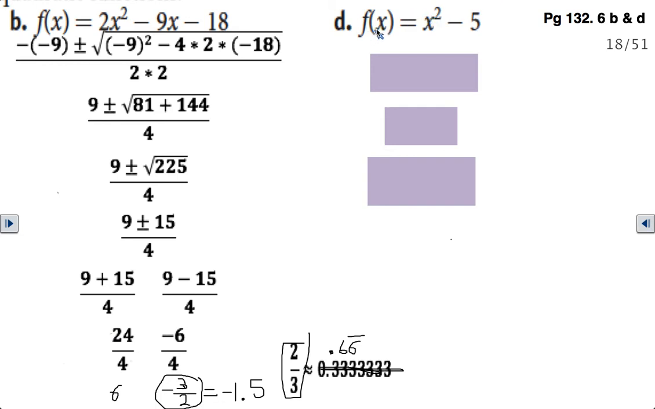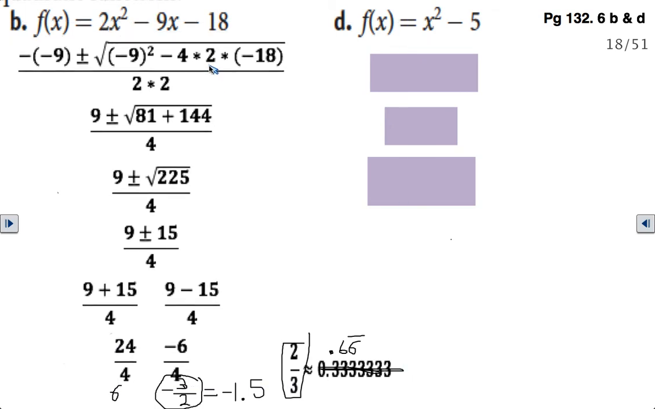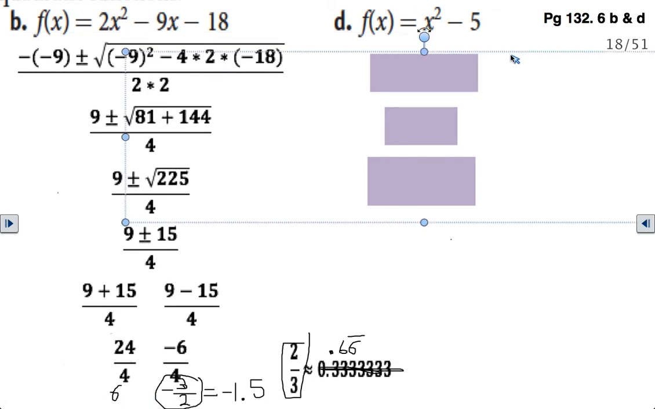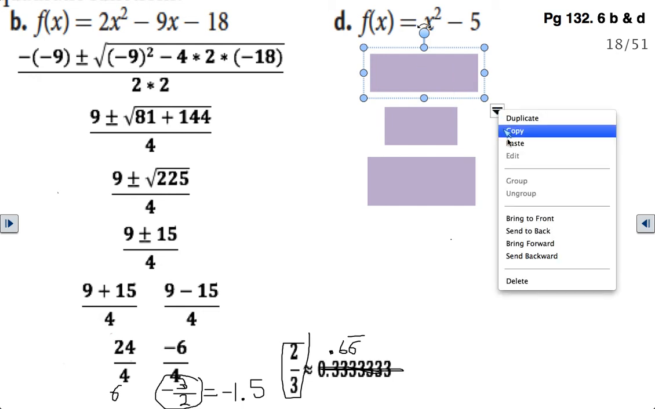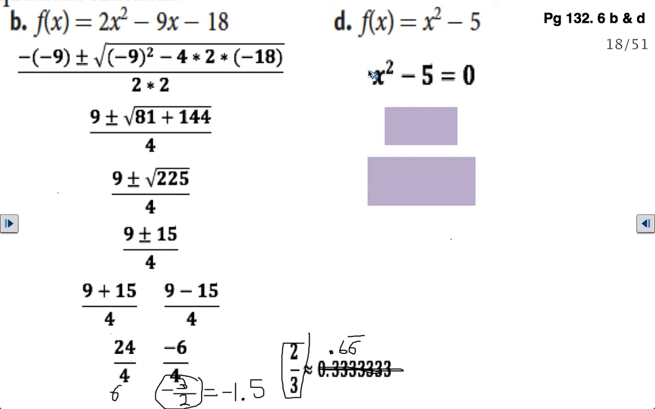So let's look at D now. Notice on D, you don't see a B value. Your B value is actually 0. If you wanted to use your quadratic formula, you could. However, it would be easier to just set your equation equal to 0 and solve for your x value. So the first thing you get is x squared minus 5 equals 0. Then you move the 5 over by adding 5 to both sides, so you have x squared equals 5. To get rid of the squared, you have to square root everything.